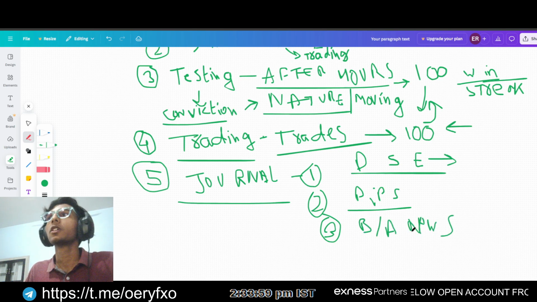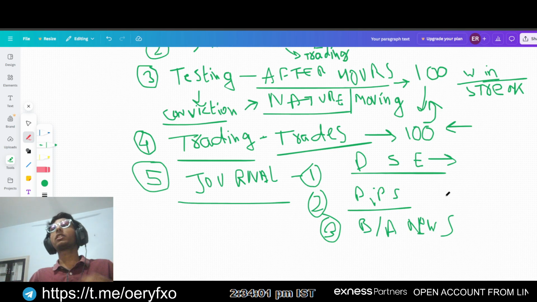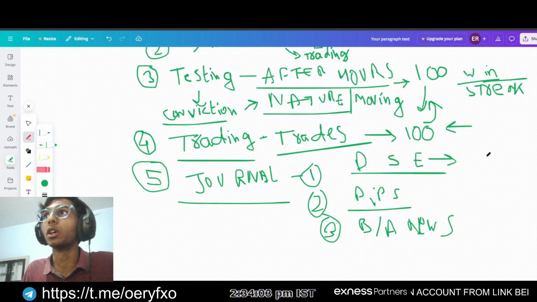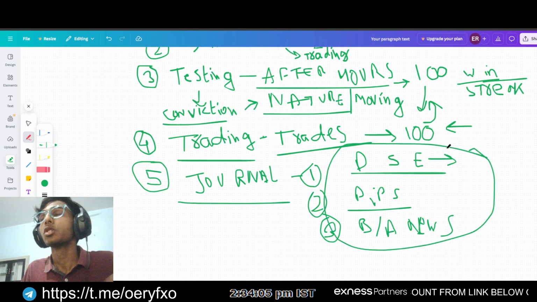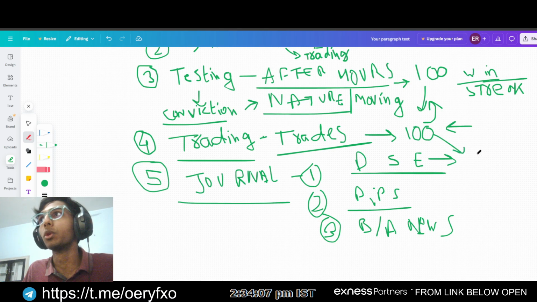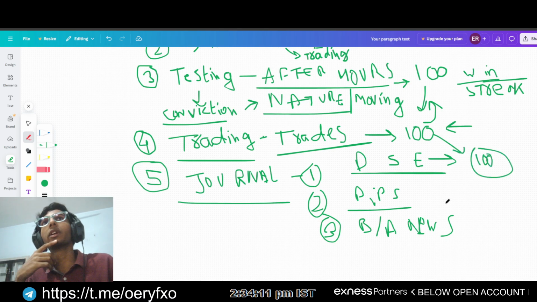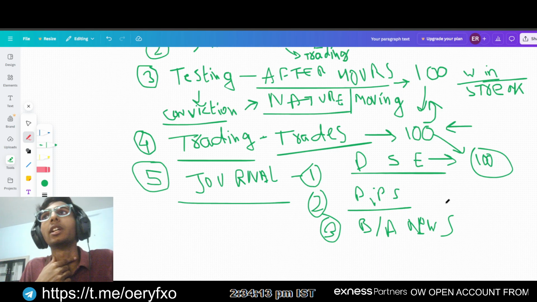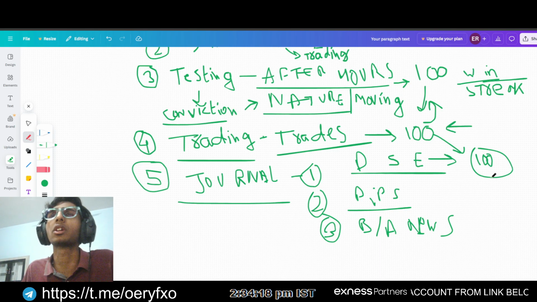This is only for one trade. You have to do this continuously for almost 100 trades. After doing it so many times, after 100 trades you'll understand the win rate of your strategy.